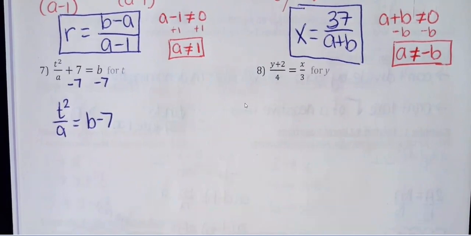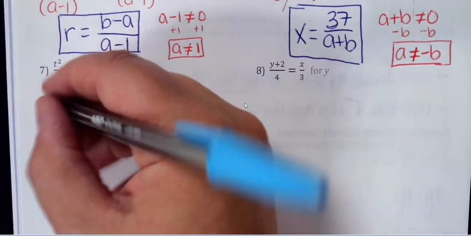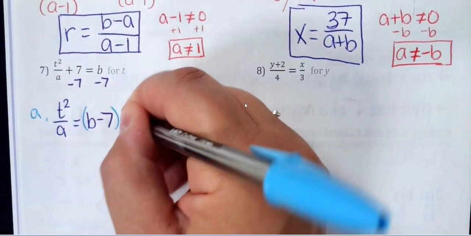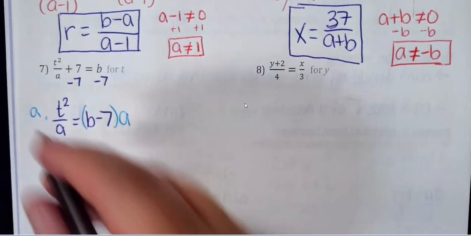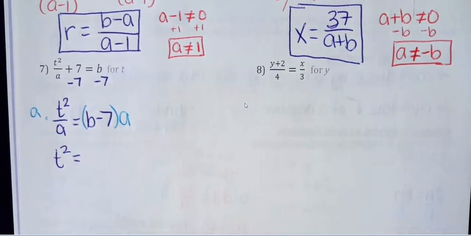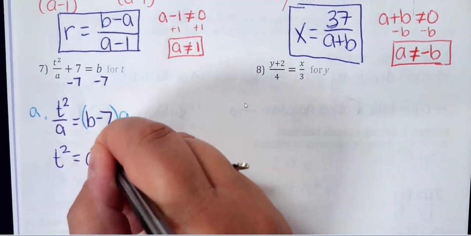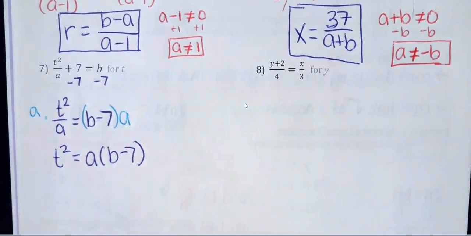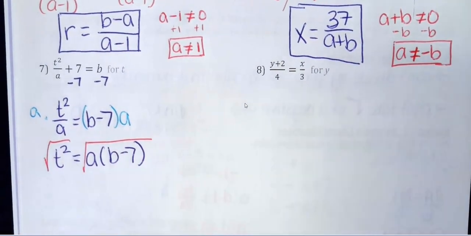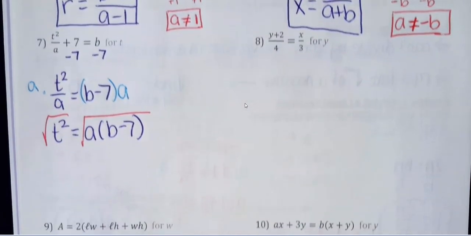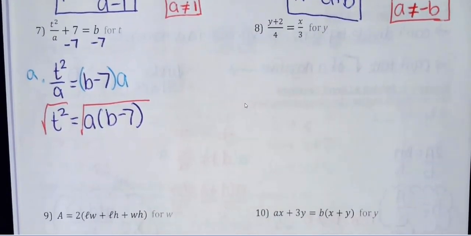All right, ultimately I want t by itself, so I got to get rid of the a in the denominator. So I'm just going to multiply both sides by a to do that. Now, I'm going to have t squared, and you don't need to actually multiply this. If you want to just leave it in factored form, I'm going to write a times b minus 7. Just leave it like that. What I want to know here is, do you guys know how to get rid of the squared? Square root, right? Okay. Now, if you introduce, like I'm introducing the square root, to cancel that squared out, if you introduce the square root into the problem as part of you solving the equation here, does anybody know what symbol I have to put if I introduce the square root?